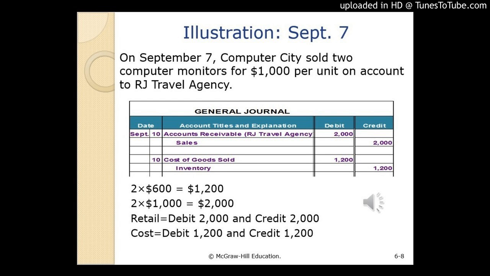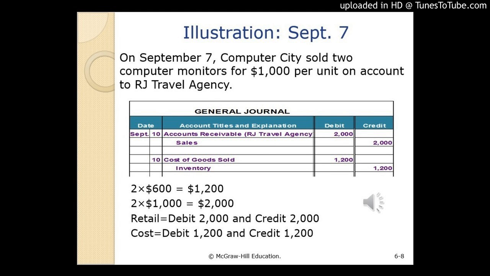Alright, let's keep moving forward with this same transaction. We sold 2 of the monitors for $1,000 per unit on account to RJ Travel Agency. So we turned around and sold those computer monitors that we bought for $600 for $1,000 instead. So we've got a little bit of gross profit here that we'll look at on a different statement. But to start with, how do we enter this statement on the inventory system?